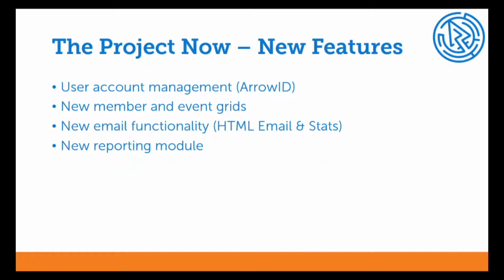New features in version 4 from version 3. We have a new account management system called ArrowID. You use that to register for NOAC. It's now the OA's single sign-on platform. So you'll use one account to sign into all of the Arrow online services. We have new member and event grids.